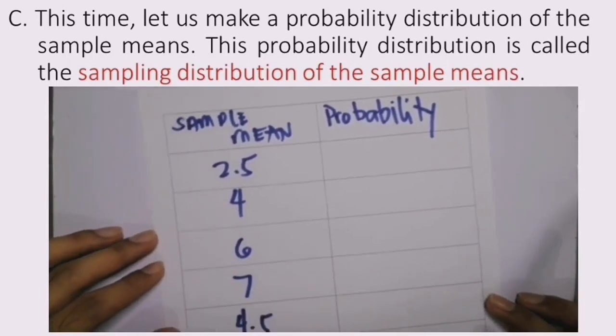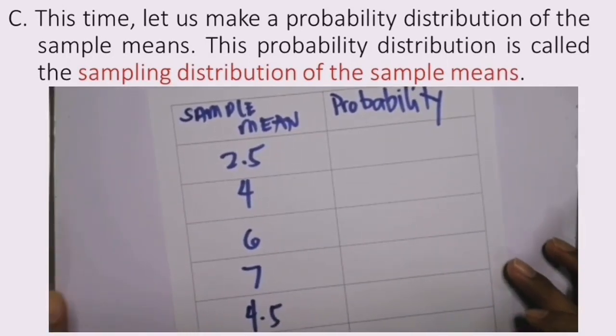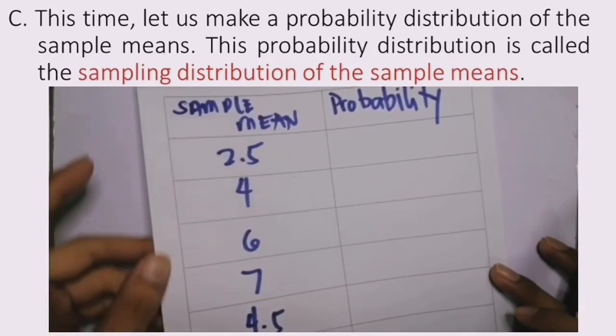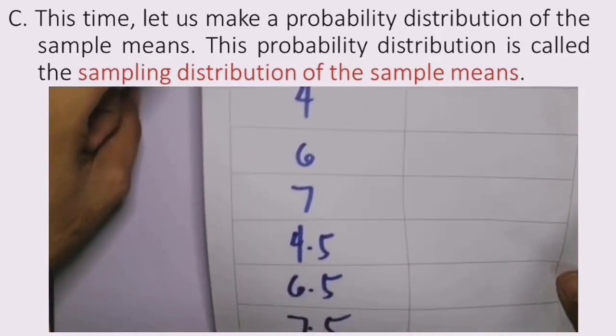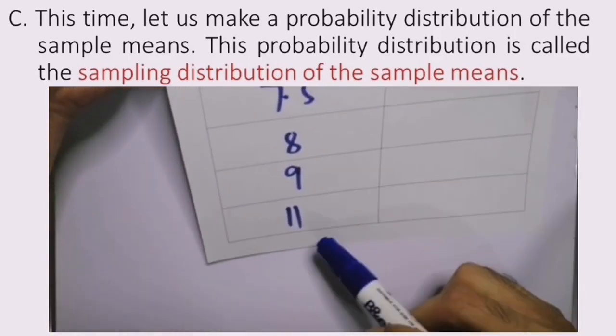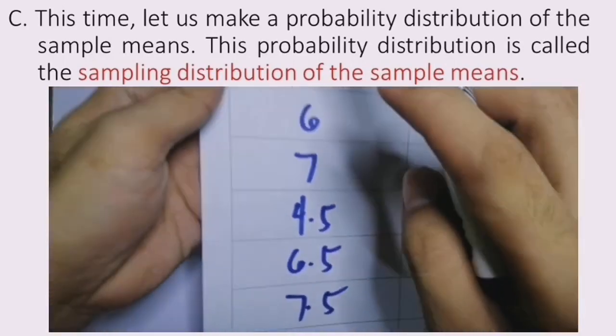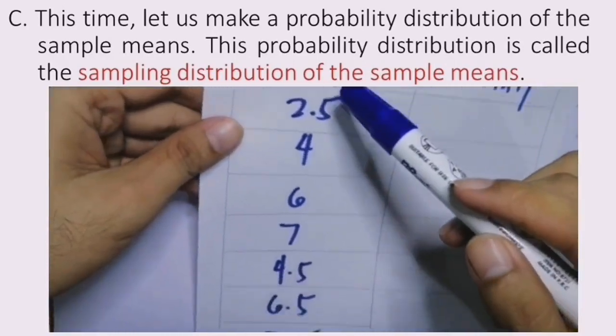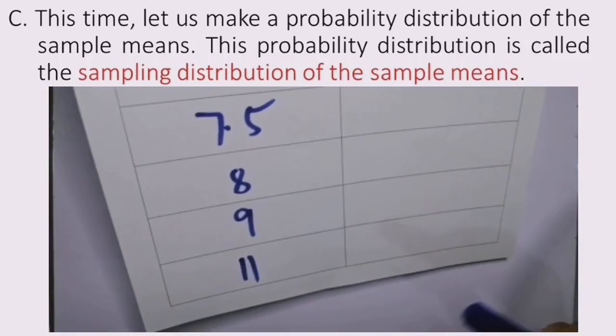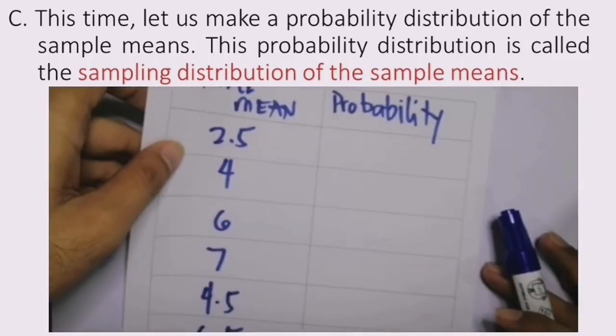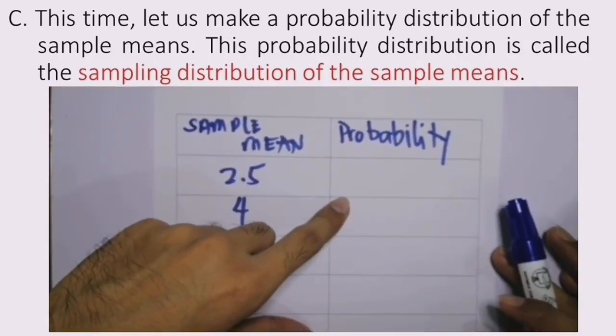Okay, next sa letter C, let us make a probability distribution of the sample means. So this probability distribution is called the sampling distribution of the sample means. Now, unsa man ni dinhi? Again, sa table, atong gikopya ang sample mean. Kini atong gi-solve ganiha, katong 10 kabuok. So, kani sila, that's 2.5 hangtod sa 11. Atong na nang gikopya. Sa next nga table diha probability, kung unsaon na pagkuha.